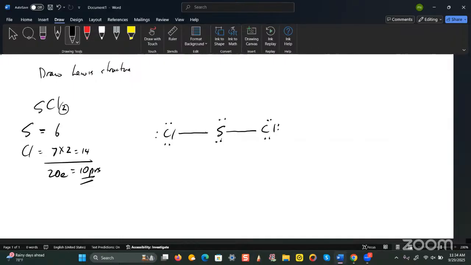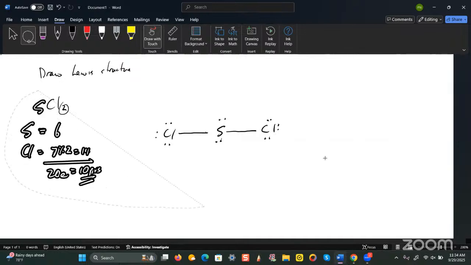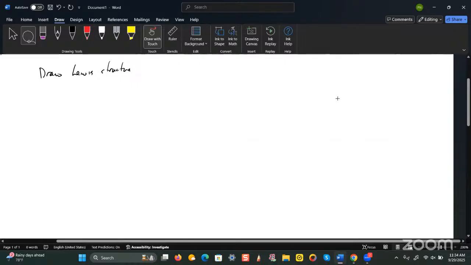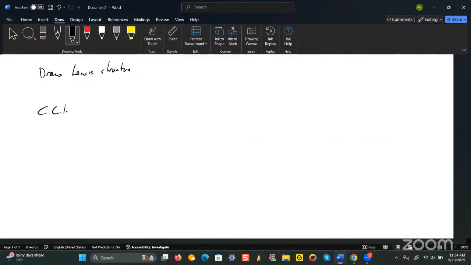All right. Okay. Any questions about this one? Okay, so let me give another example, and this time I want you to tell me how you tackle this one. Suppose you're given CCl4. So what would be the first step, based on what we did before? The first step would be what?